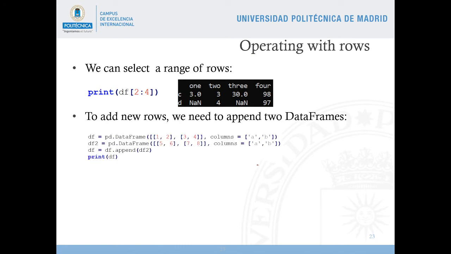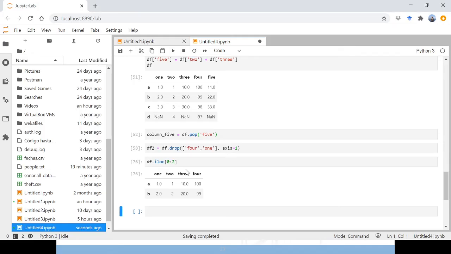Well, add new rows. In this case, what we need to do is to create a new data frame and append both data frames. For instance, well, not with this example here, but I'm going to create another example. I'm going to create a new data frame 2, with this element.